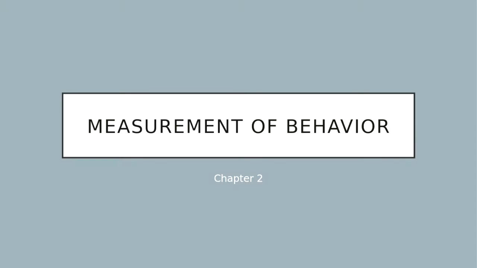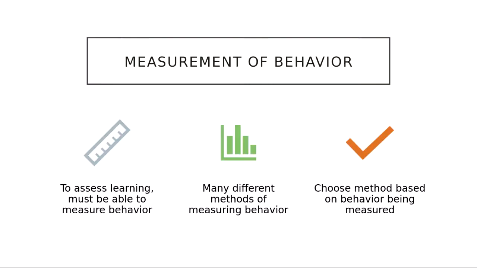In this main lecture, we'll be discussing the measurement of behavior. If you think back to our definition of learning, a relatively permanent change in behavior as a result of experience, you'll see that in order to determine whether or not learning has occurred, you have to be able to measure behavior. So you measure the behavior before the experience and after the experience, and if that behavior has changed, you can conclude that learning has occurred. There are many different methods of measuring behavior, and so you will choose the method that is most appropriate for the behavior that you're measuring.